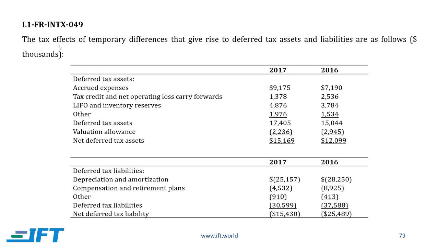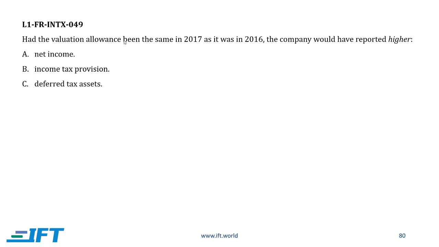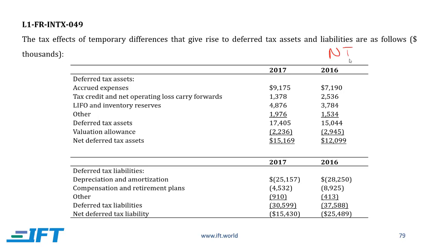A. Again the same question: the tax effects of temporary differences that give rise to deferred tax assets and liabilities. Now, had the valuation allowance been the same in 2017 as it was in 2016? Think about this question. Use the elimination method. The company would have reported higher net income. Let's talk about net income and deferred tax assets.